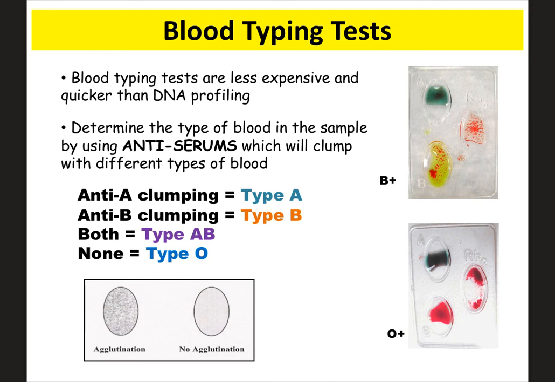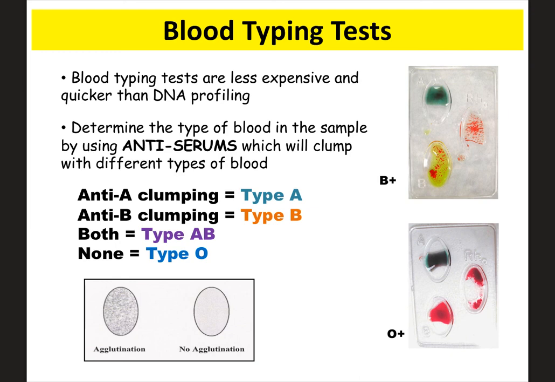All right. So to do these tests, you add these specific anti-serums, which will clump with specific types of blood. Essentially, these anti-serums clump when they sense specific antigens are present. Okay. So for example, if you added what's called anti-serum A, or anti-A, to a sample of blood and it clumps up, you know that the A antigen is present, okay? So that could be that it's type A blood. If you add anti-B to a sample of blood and it clumps, that tells you then B is present, okay?